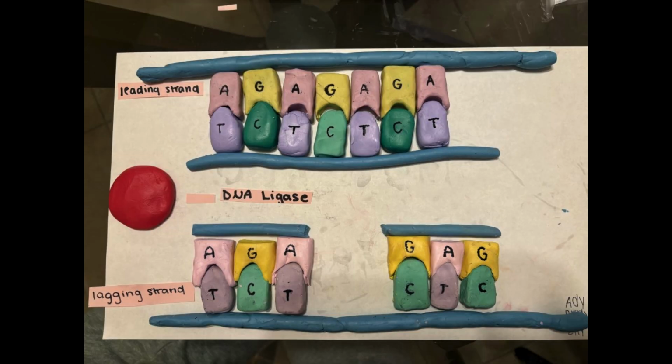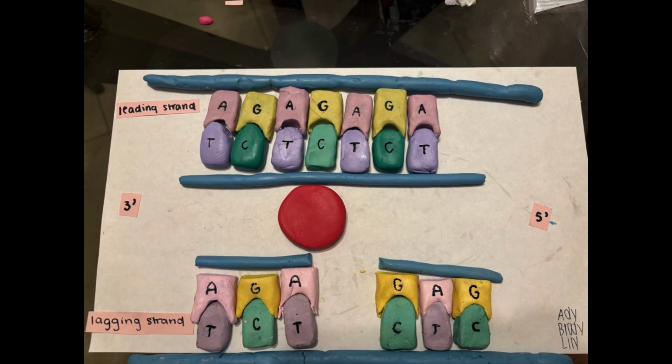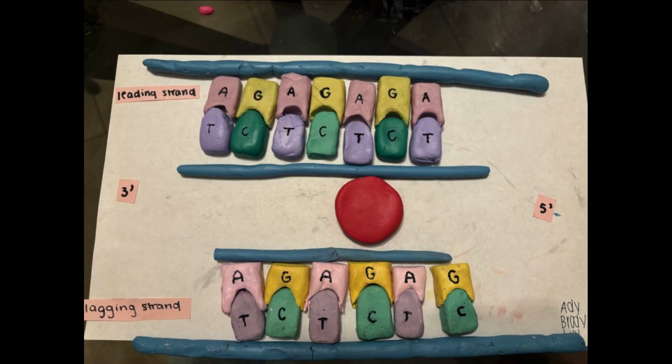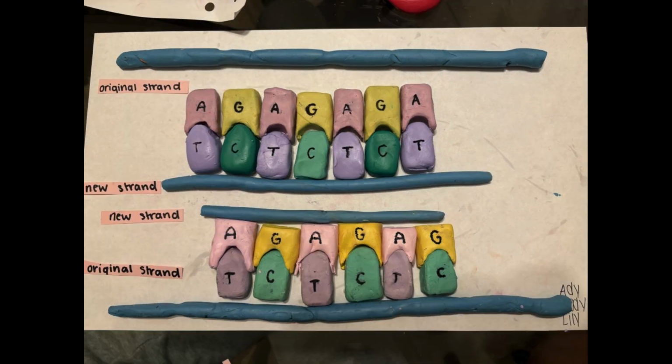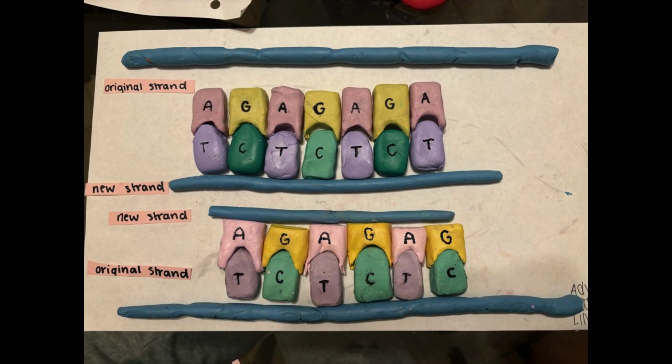DNA ligase is an enzyme that is introduced for the lagging strand in order to sew up the gaps between the Okazaki fragments. Ligase does this by joining two nucleotides with covalent phosphodiester bonds. At the end of this process, two new DNA molecules are formed, with half of the old strand and half of the new strand each.